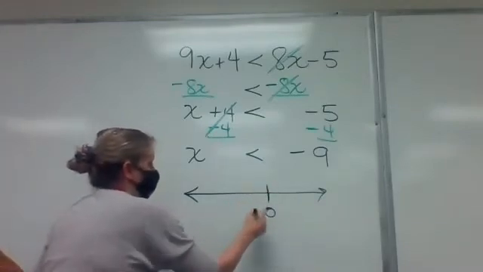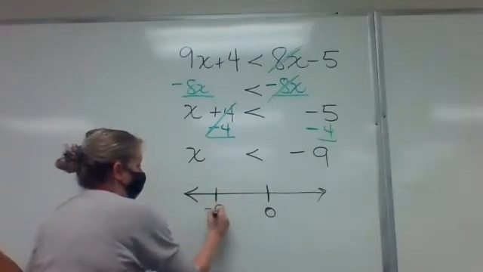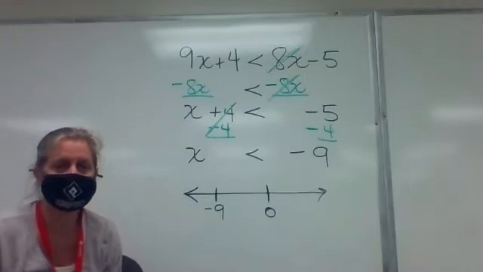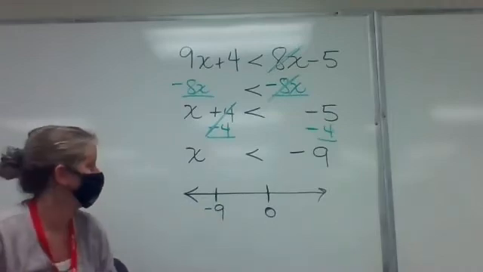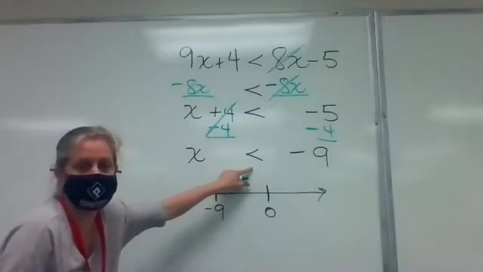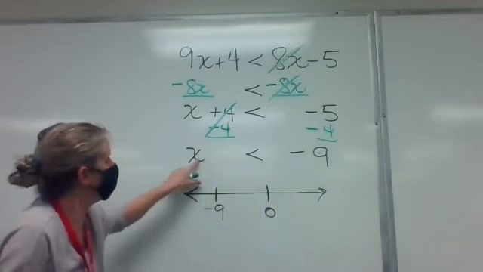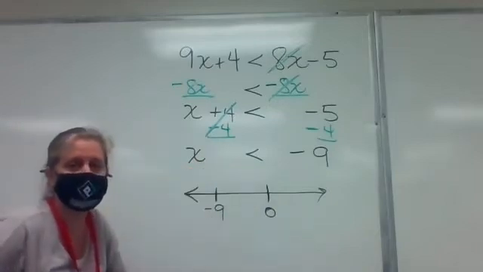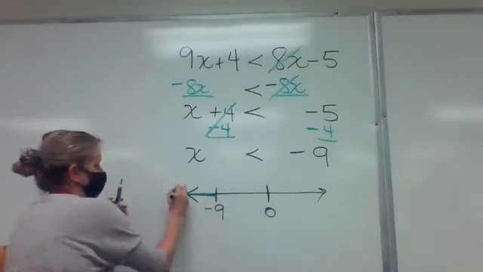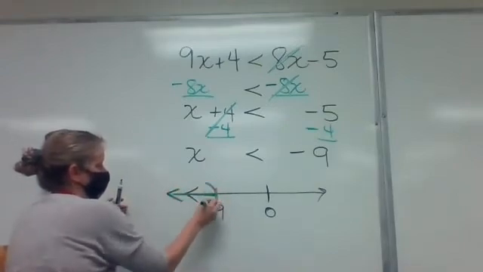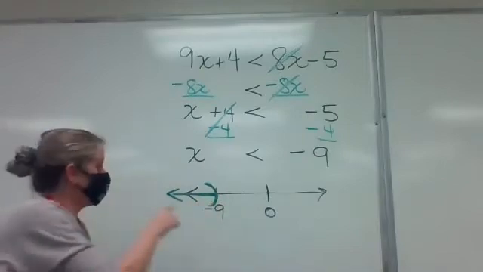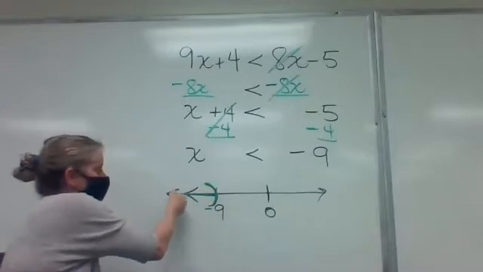So here's my 0. That means negative 9 would be somewhere down here, since it's a negative number. I'm going to have a parenthesis on it, right? Because it doesn't have an equal to bar. Where are the numbers? If you are less than negative 9, that means you are to the left of it, right? Less than left. With a parenthesis on it.